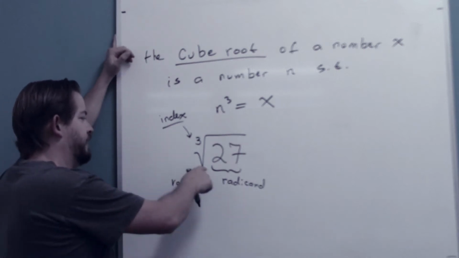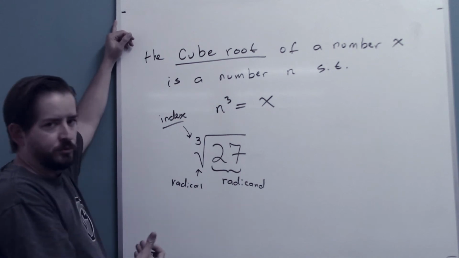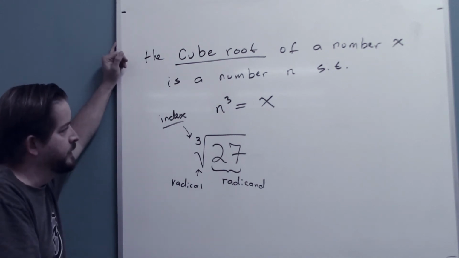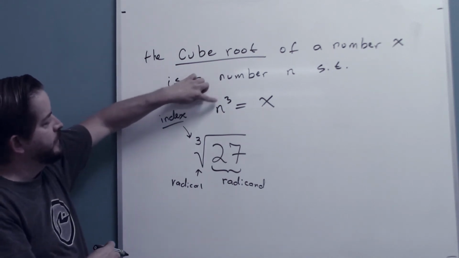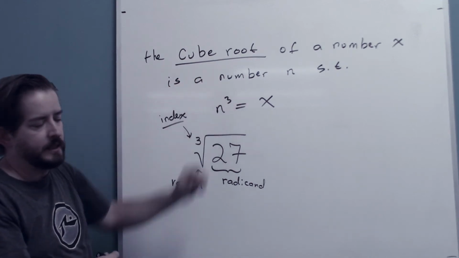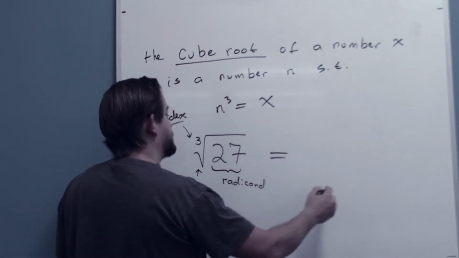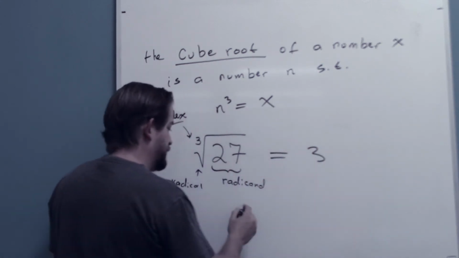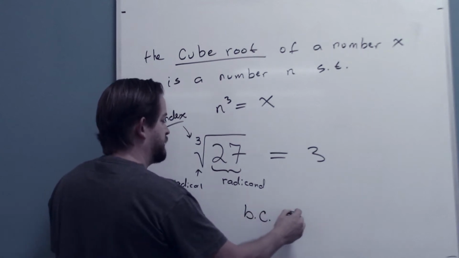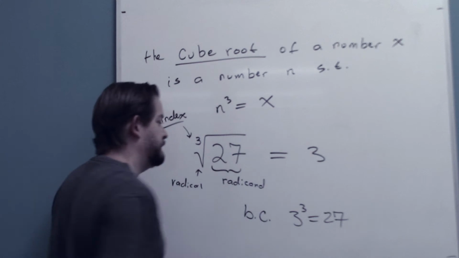But the radical now has this little index. If there's an index there, it means that it's a cube root now instead of a square root, which means that I would have to have something multiplied by itself 3 times to get that number. So for example, if I want to find the cube root of 27, that is 3 because 3 to the third is 27.